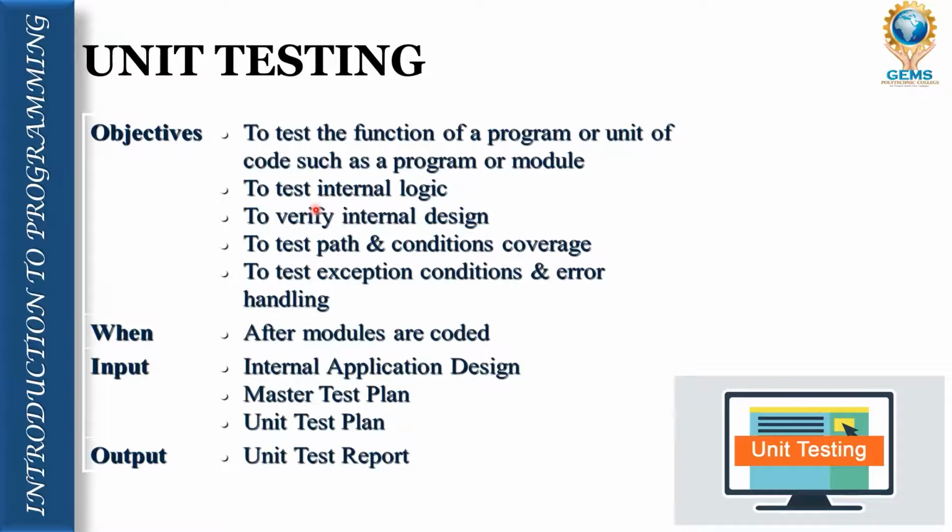So when will unit testing be done? Once our code is developed or the module is coded, only then can we go for unit testing. What is the input and output for unit testing? As an input for unit testing we have the internal application design. Based on the design we are going to test the software as a unit test. We also have a master test plan and the unit test plan. After unit testing we will give a report. That report is known as the unit test report, and that is the output of unit testing.